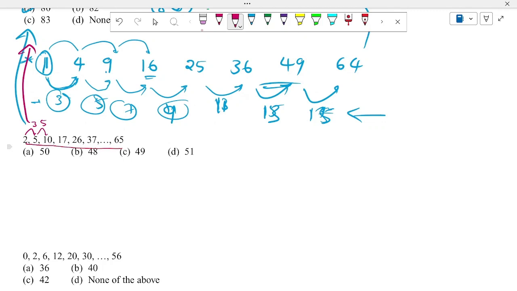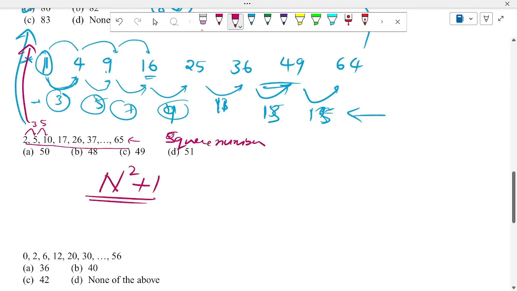This series is nothing but a square series only. It will come under the series of square numbers, but it is actually the n square plus 1 series. It means in place of n, if you write 1, 1 square plus 1 is equal to 2.